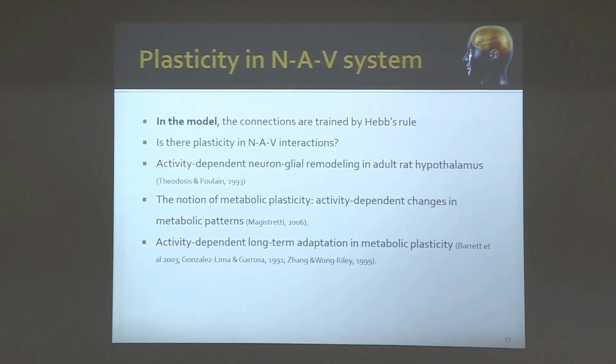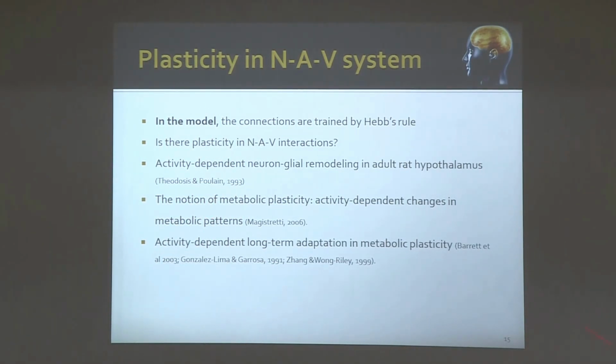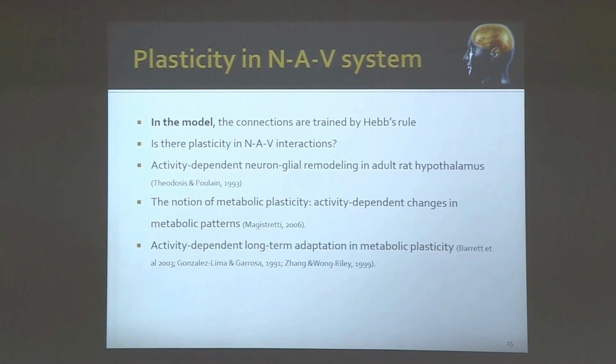Okay, so now, is there plasticity in these networks? Or is it just the wild imagination of a modeler? In the model, connections are trained by Hebb's rule. There is a study on activity-dependent neuron-glial remodeling in the adult hypothalamus, and the notion of metabolic plasticity. Mesostudy is a big name in the whole field of energetics and astrocyte energetics, and he talks about the notion of metabolic plasticity.